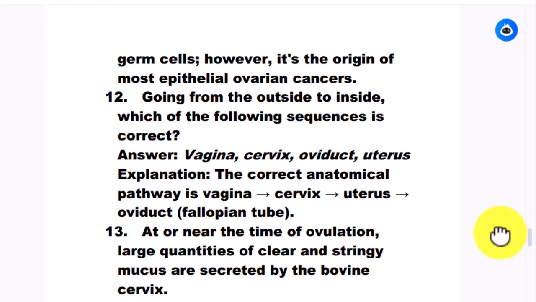Going from the outside to inside, which of the following sequence is correct? Vagina, cervix, oviduct, uterus. The correct anatomical pathway is vagina, cervix, uterus, oviduct.